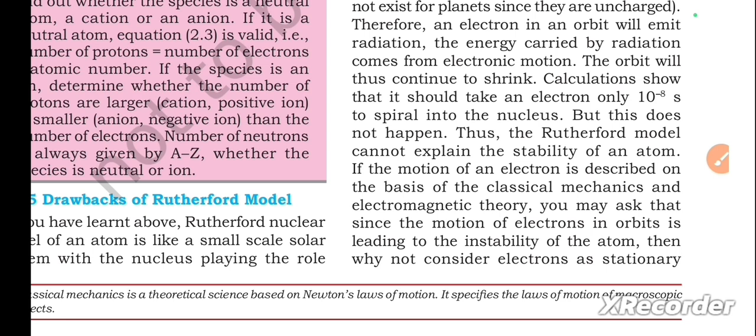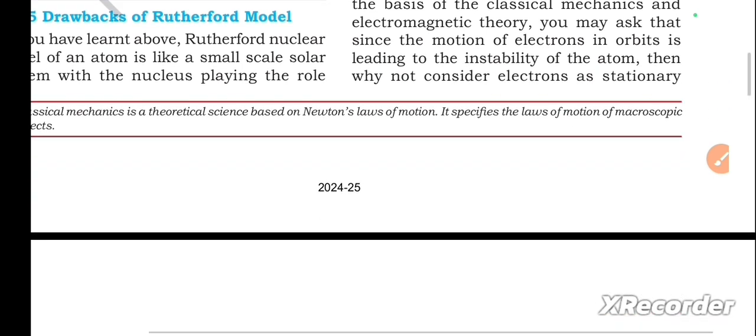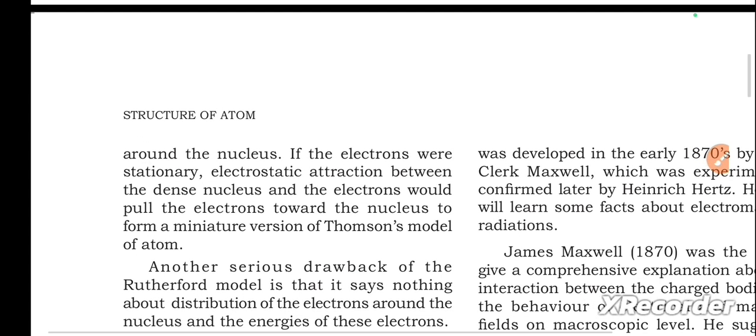If the motion of an electron is described on the basis of classical mechanics and electromagnetic theory, you may ask that since the motion of electrons in orbits is leading to the instability of the atom, then why not consider electrons as stationary around the nucleus? If the electrons were stationary, electrostatic attraction between the dense nucleus and the electrons would pull the electrons toward the nucleus to form a miniature version of Thomson's model of atom.